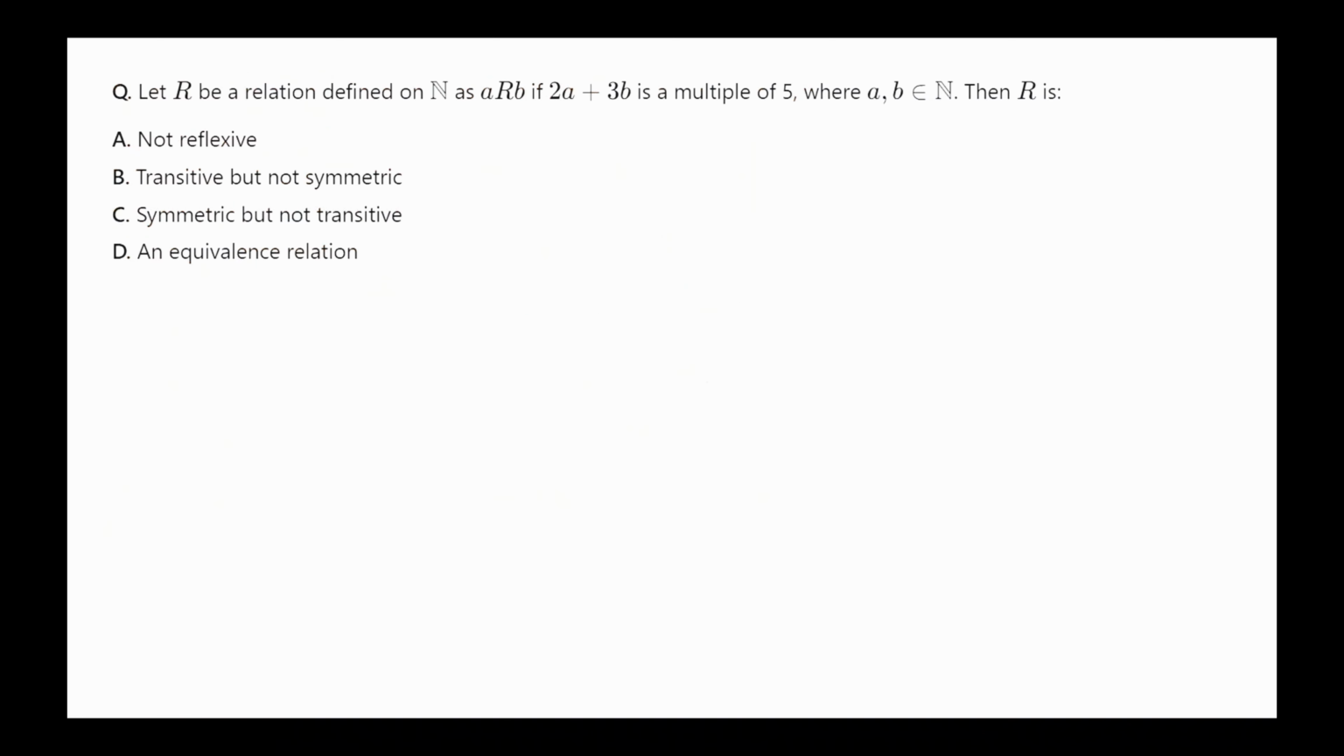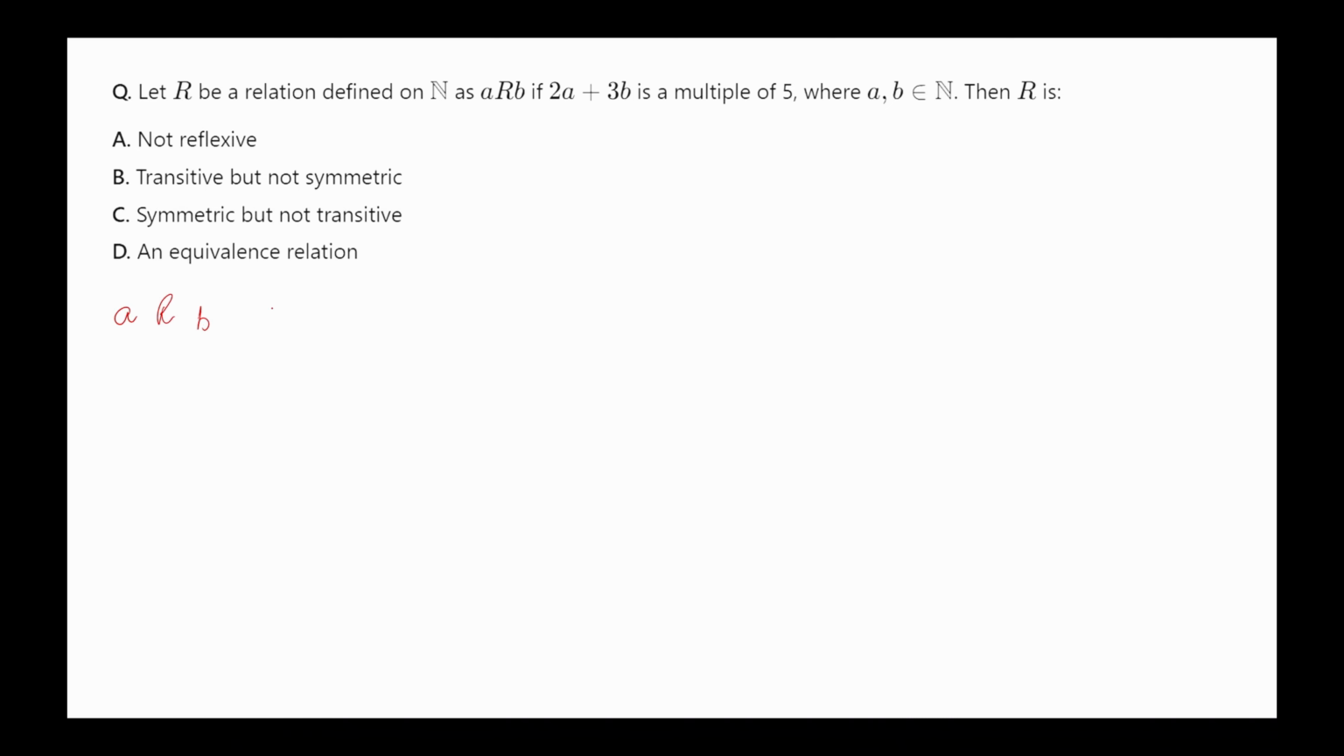Let R be a relation defined on natural numbers as A related to B if 2A plus 3B is a multiple of 5, then R is. So we need to find out whether or not it is reflexive, transitive, symmetric or an equivalence relation. So what we do is, first we start checking with reflexive relation.